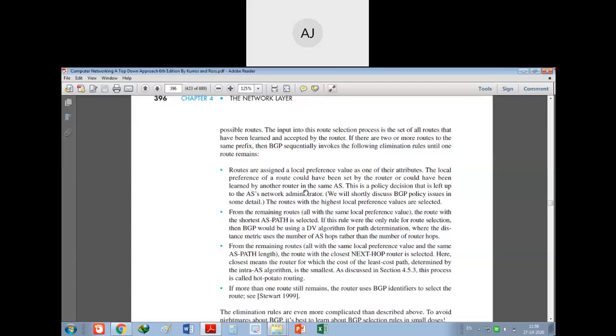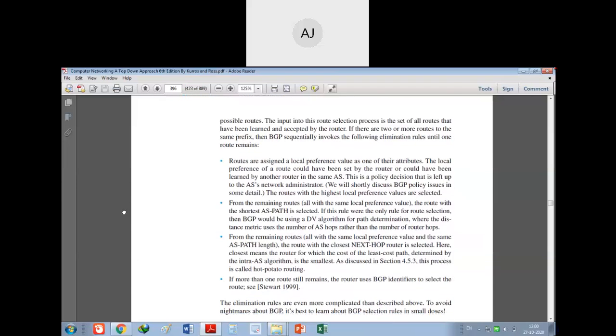Second, from the remaining routes, the route with the shortest AS path is selected. It will find whether any shortest path is available from this particular route, and if yes, that will be set as the shortest path. Step number 3: from the remaining routes, the route with the closest next hop router is selected. If there is any shorter path available with Chikori and Nipani apart from the previous AS path, we set that particular next hop. Say the intermediate one will be one path, so that will be the shortest, and it will be chosen as the shortest path using next hop.